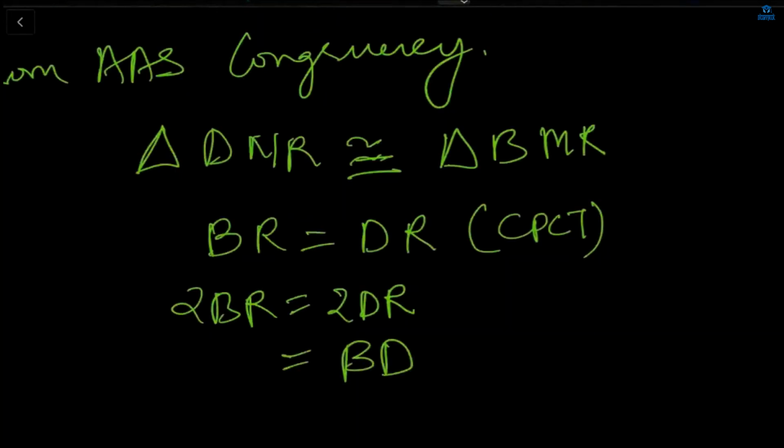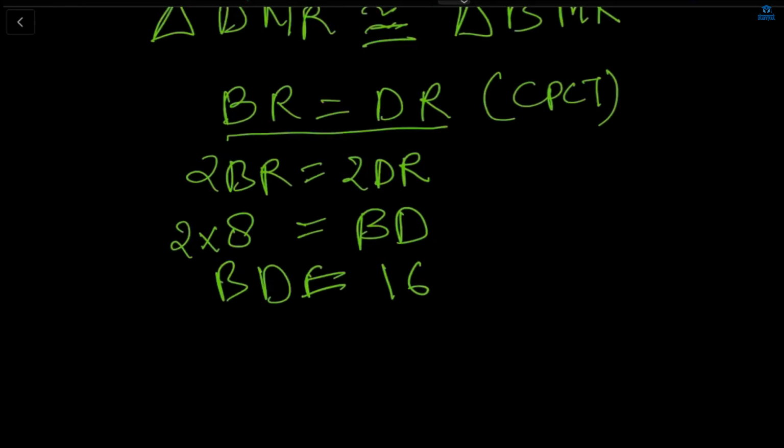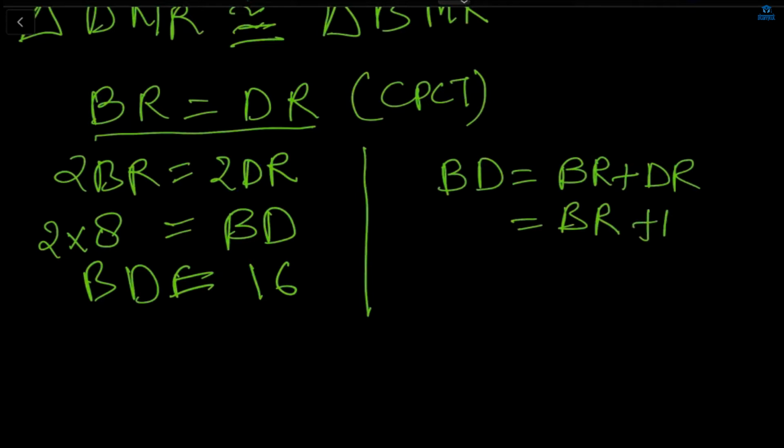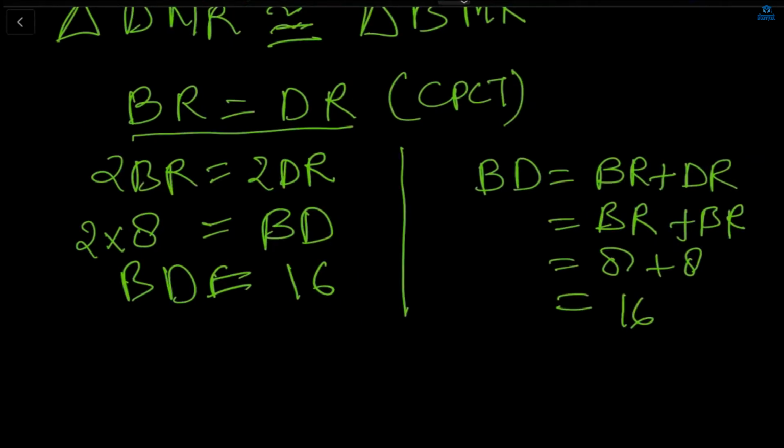In fact, directly you know that from this step also you can write that if BR is equal to DR, then the whole BD is equal to BR plus DR. Since they are equal, you can write 2 times BR. It will be 2 multiplied by 8, so BD is equal to 16. Or you can do it another way: BD is equal to BR plus DR, and since BR is equal to DR, it is 8 plus 8, which is 16. Either you follow this step or this step, both are correct.